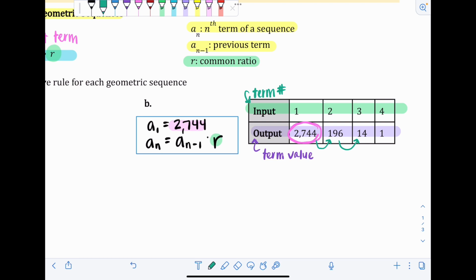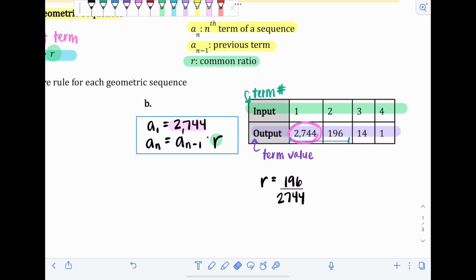So if you are ever not sure what r is, you can take any two consecutive terms in the sequence. Consecutive means next to each other. So I can take these two and divide them. You would do the second term divided by the first term. So for r, I could do 196 over 2,744.